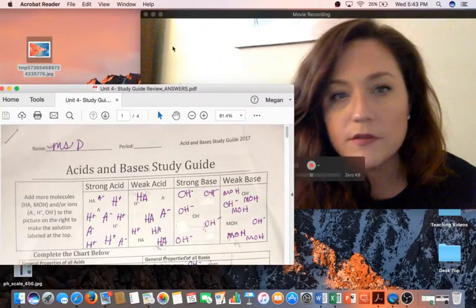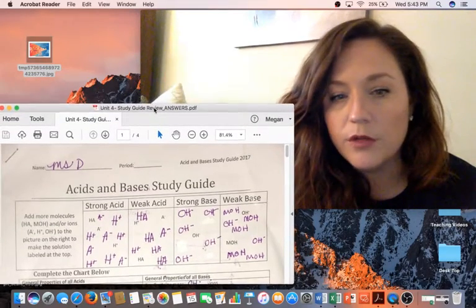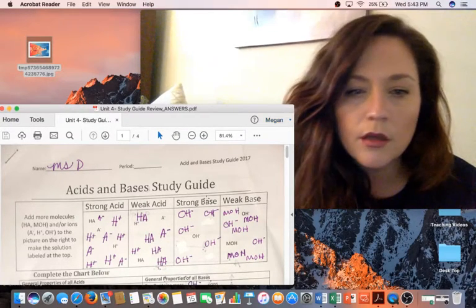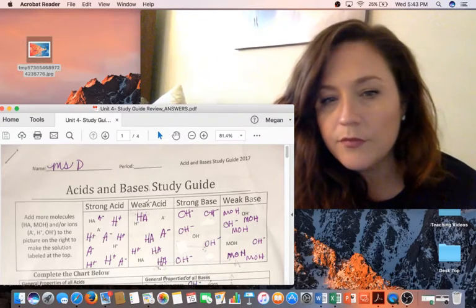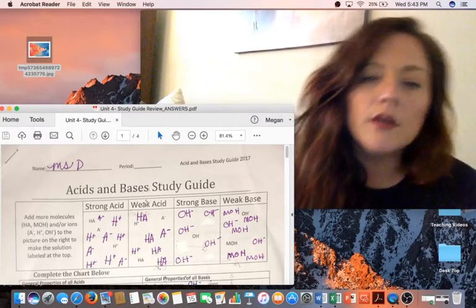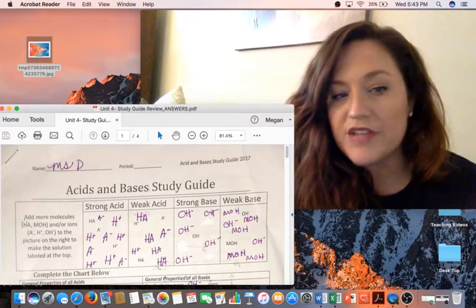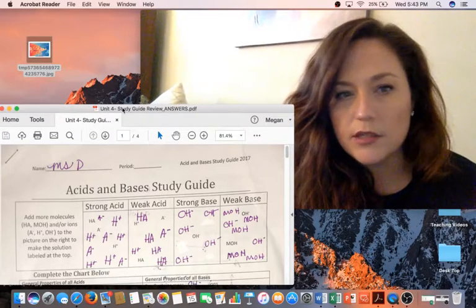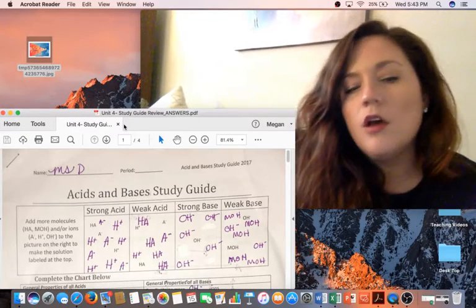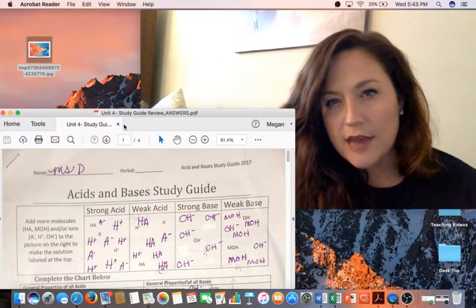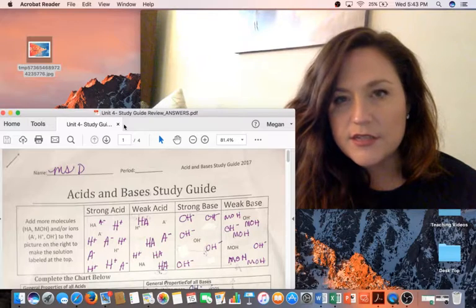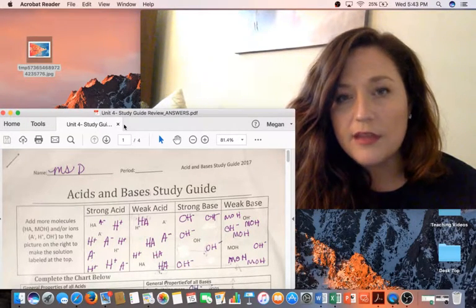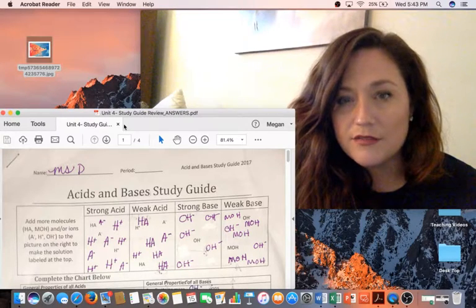So for the most part, for my classes, we've gone over most of the packet, or we will finish going over it tomorrow. On the first part, this got a lot of you. You were supposed to add more of the molecules. The biggest thing I want you to take away from this is that acids have to do with the hydrogen and the dissociation, the ionization of hydrogen that carries an ionic positive charge.